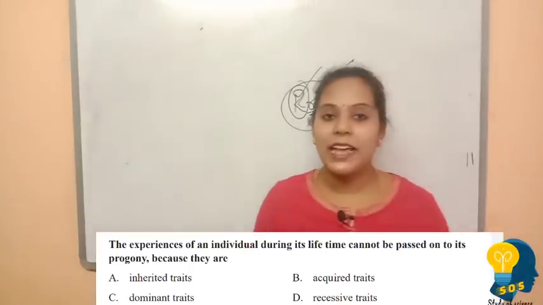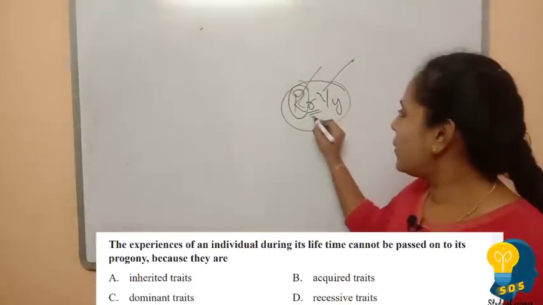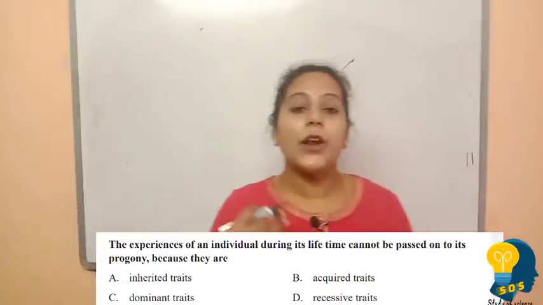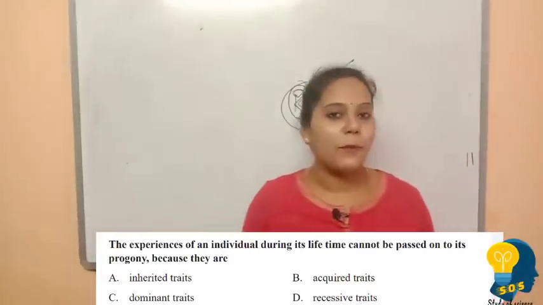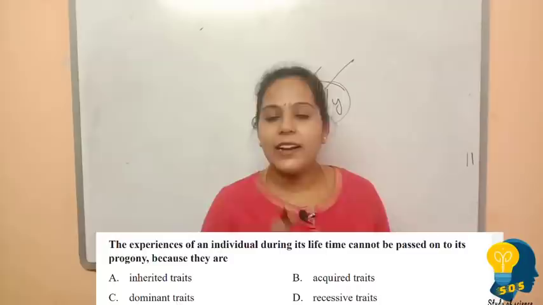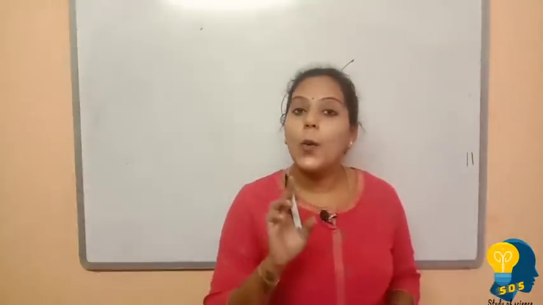So next, option D, they have given recessive trait. So recessive traits are nothing but the traits which cannot be expressed in front of the dominant traits. Okay, so the correct answer is option B, acquired traits.